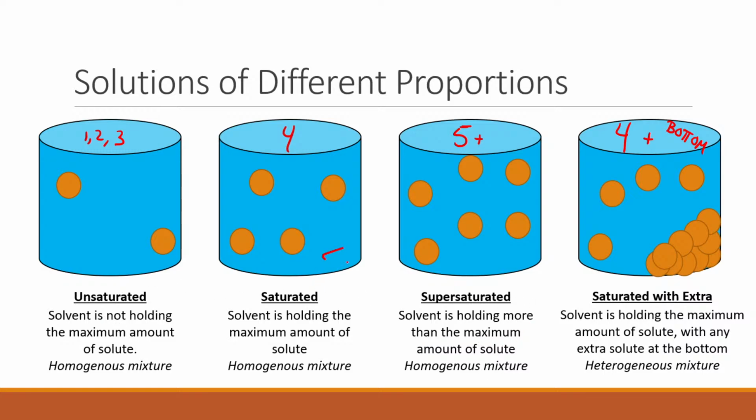Saturated means the same thing in chemistry as it does in English. When we talk about a saturated fat, we're talking about a fat that is full of hydrogen. When we talk about a sponge that is saturated with water, we're talking about a sponge that is full of water. Right? To be saturated is to be filled. And so that is the same definition as we're seeing here in chemistry. A saturated solution is full, holding the maximum amount of solute that it can hold.